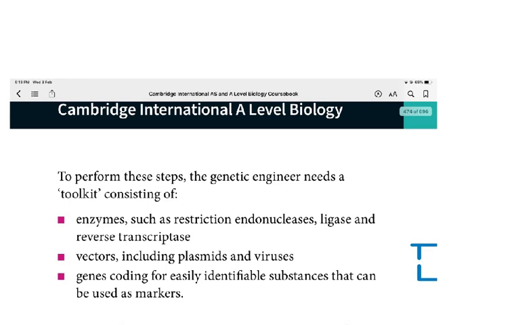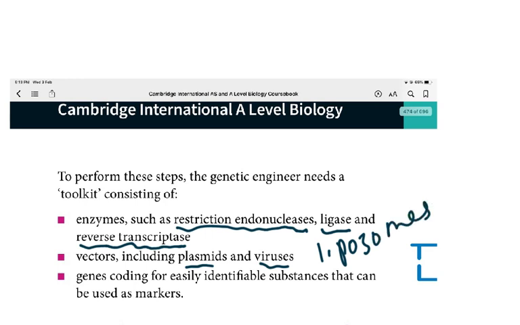For these steps, the genetic engineer will need certain things, and I've talked to you about what we need. We need restriction endonucleases, which are also called restriction enzymes, or endonucleases, same thing. Then we need the enzyme ligase to form the phosphodiester bond, and we need the reverse transcriptase, if we are using RNA, to make DNA from the RNA. The vectors include plasmids and viruses, and I've just said liposomes.